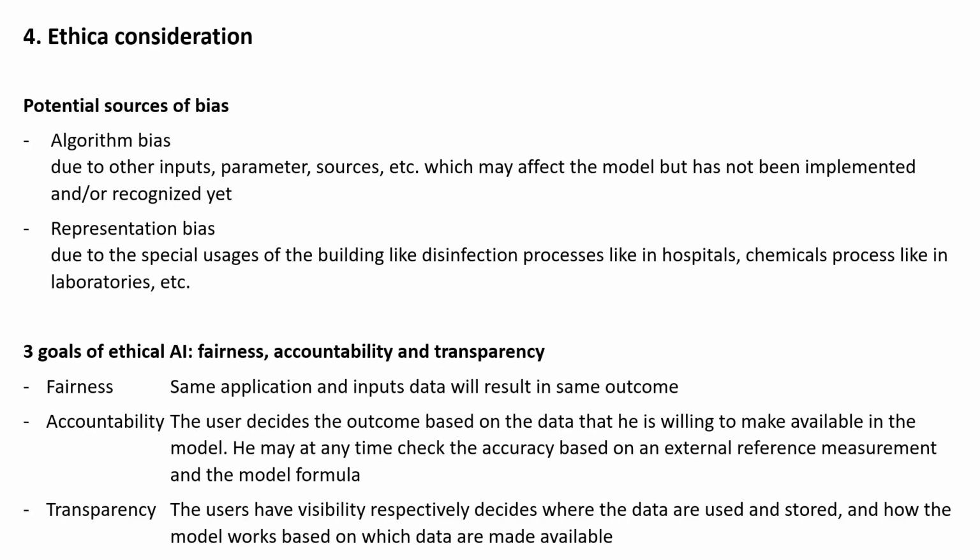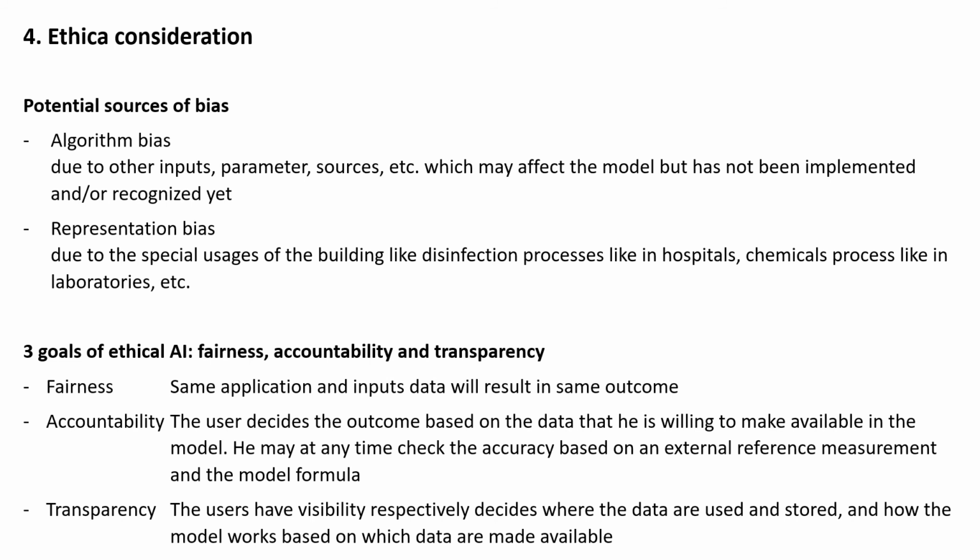Now, this brings me to the last slide. We will talk about ethical considerations. Potential sources of bias, there will be two, namely algorithm bias and representation bias. Concerning algorithm bias, due to the other inputs, parameter sources, etc., which may affect the model but have not been implemented and/or recognized yet. And representation bias due to the special uses of the building, like disinfection processes, like is done in hospitals, or chemical processes, like is done in laboratories, etc.